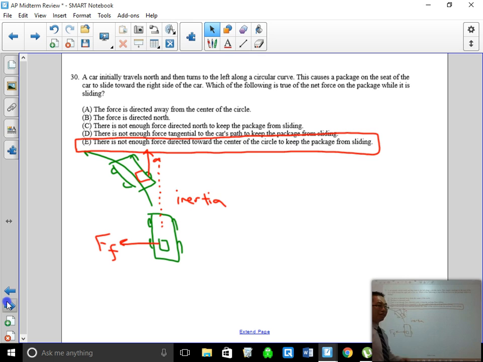Okay. There is no force pushing it to the right. There's no centrifugal force. There's no force pushing it to the north. It's its own inertia. And these are questions 1 through 30. Mr. Blaney will be doing the rest.